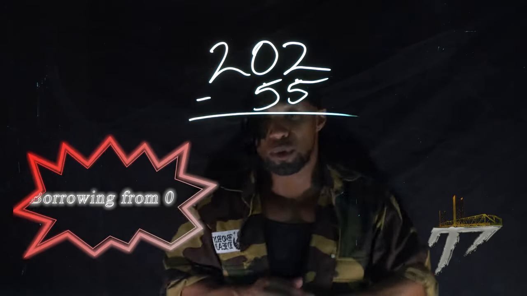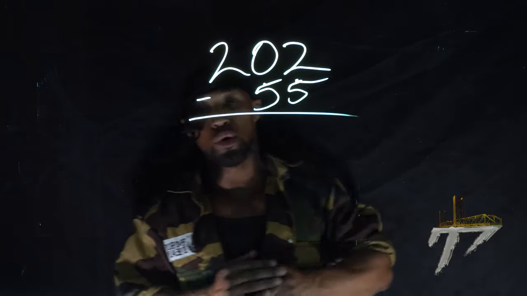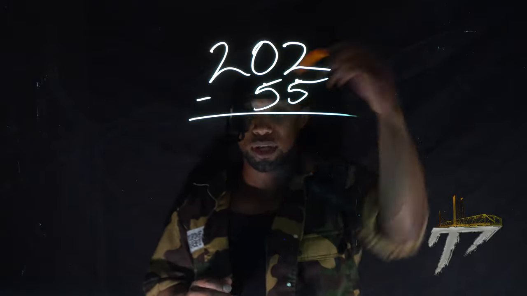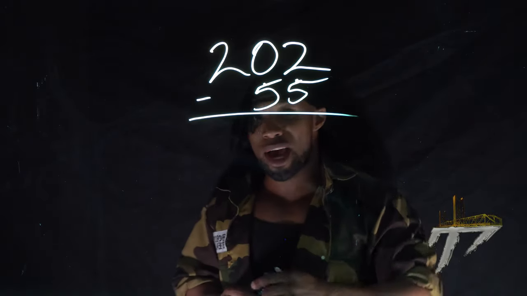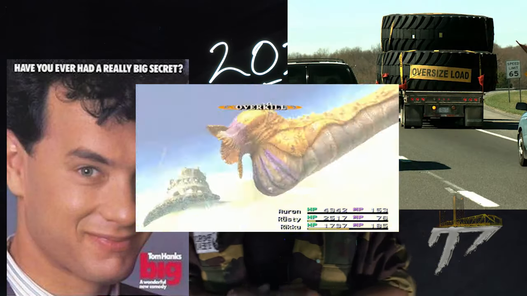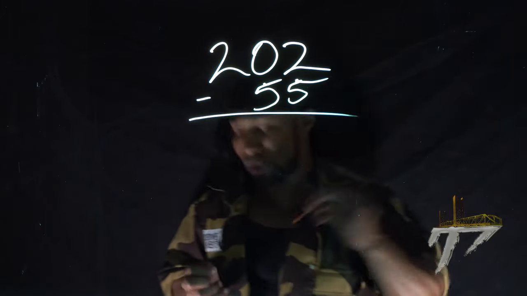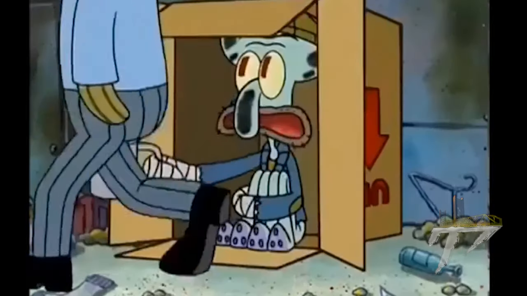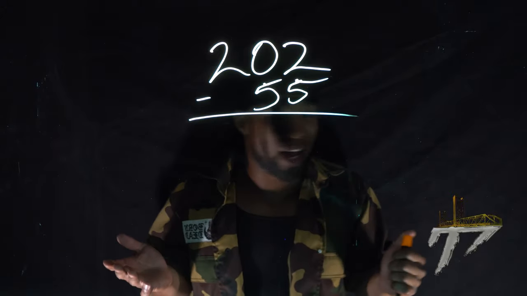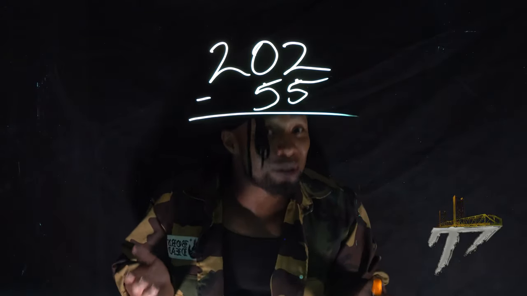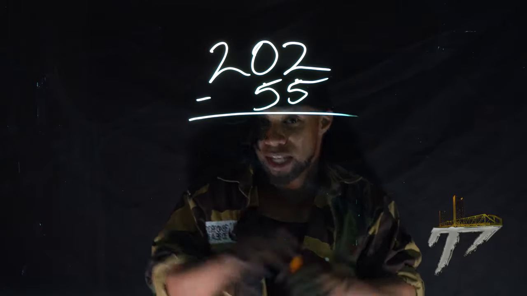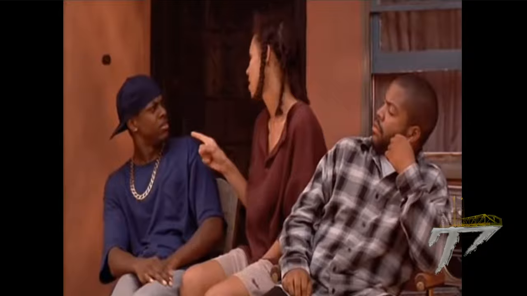So here we got our example. The minuend 202 minus the subtrahend 55, right? You start in the ones column. So you can't take away 5 from 2. Why? Because it's too big, it's too wide, it's too strong, right? So what does 2 do? He goes over to his next door neighbor, and he goes, spare change, ma'am. The 0 said, bruh, I've been broke since been broke, bro. So he goes over to his homie and he's like, I need to borrow your car right quick.